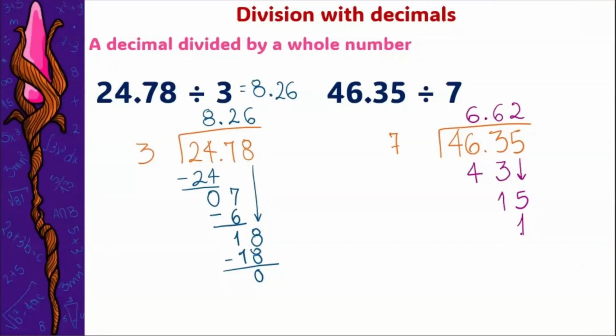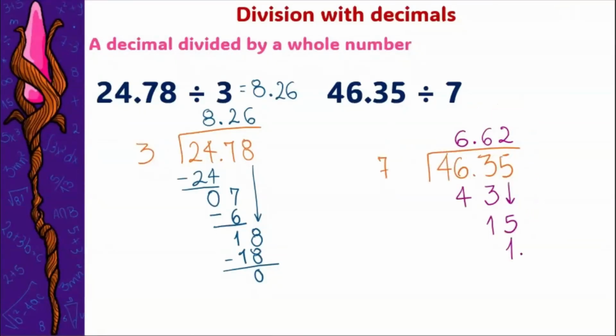1 is the leftover. But notice it's not like the remainder is 1, because this one is actually in the position of the hundredths. So we would say the result is 6.62 with a remainder of 0.01. This is the leftover, the remainder. Again, it's not 1 in the position of the ones, but in the position of the hundredths.